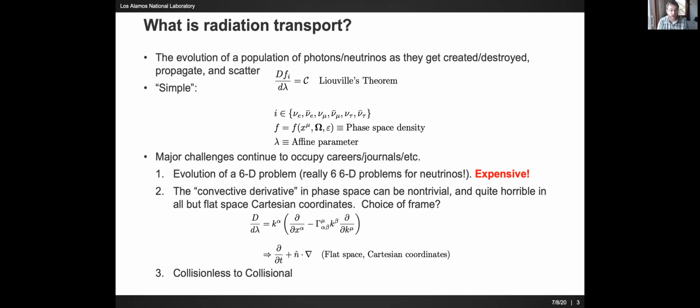That means evolving the distribution function for the photons or the neutrinos in their full six-dimensional phase space. That's most elegantly and compactly written here in terms of Liouville's theorem, which says that along trajectories in phase space, the phase space density only changes due to collisions, which is this term on the right-hand side.